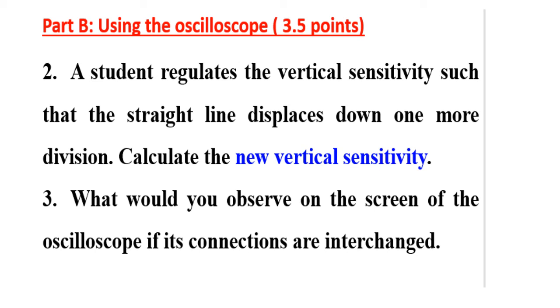In Part 2, a student regulates the vertical sensitivity such that the straight line displays down one more division. Calculate the new vertical sensitivity. And in Part 3, what would you observe on the screen of the oscilloscope if its connections are interchanged?